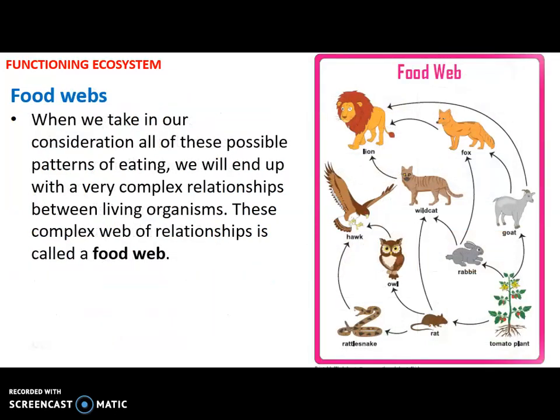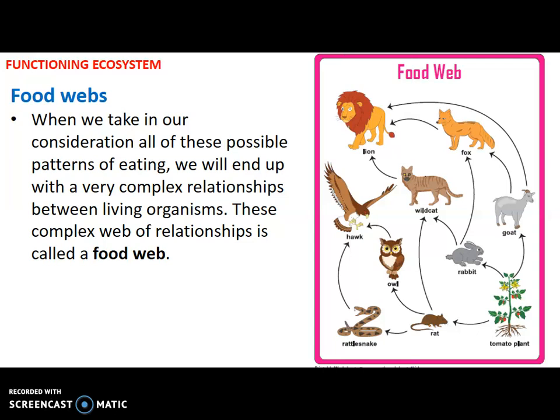Now, let's look at a food web. A food web is a complex feeding relationship that comprises more than one food chain. In a food web, you have many food chains that come together to form one. That's why we call it a food web, because you see interconnections between one food chain and the other.